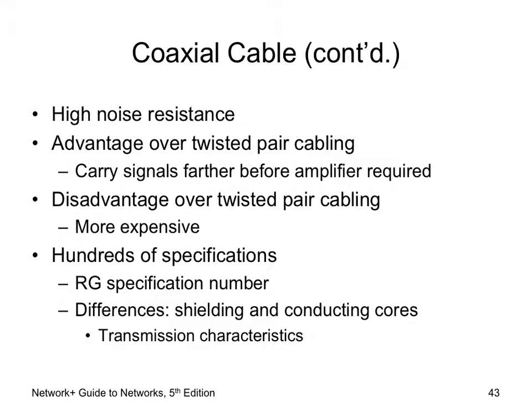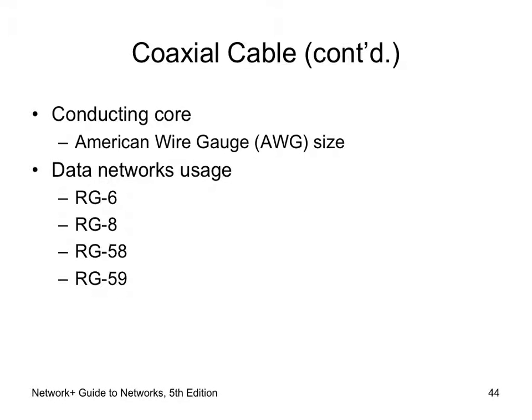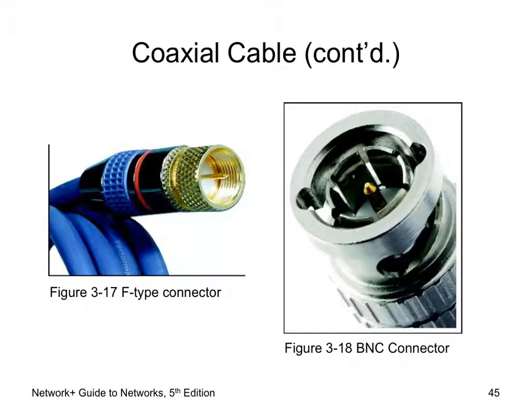Coaxial has high noise resistance. Its advantage over twisted pair, which we'll talk about, is that it carries signals farther. And again, because of the makeup of the cable, it is much stronger, more efficient. Disadvantage: it's more expensive than twisted pair. And there are hundreds of specifications for coaxial. Different types of coaxial are measured by what's called AWG, American Wire Gauge: RG6, 8, 58, and 9.